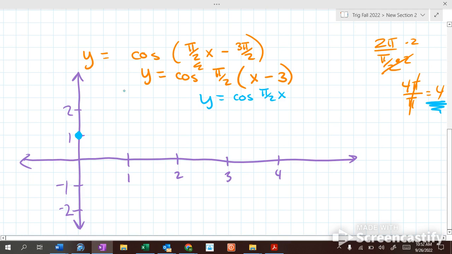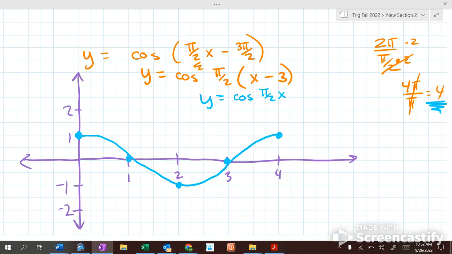So my end of it is going to be here at 4. And halfway in between, I'm going to be at -1, right? And halfway in between there is where I cross my axes, right? And all of a sudden, hey, there's a graph with 1, 2, 3, 4. That's if your period is 4. If your period would be 8, this would be 2, 4, 6, and 8 instead of 1, 2, 3, 4.